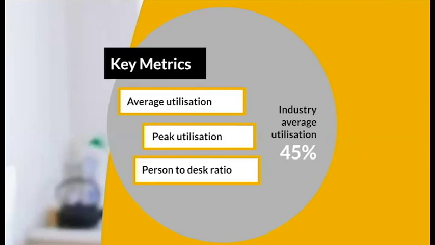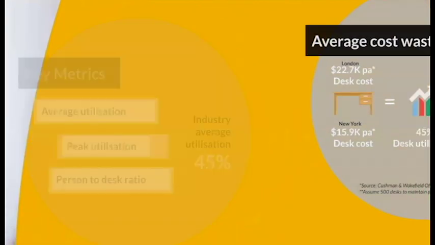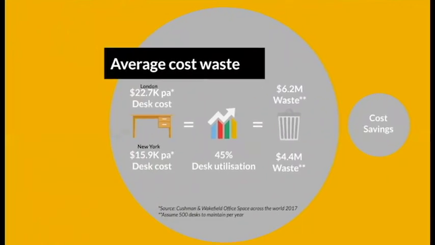Some of the average costings, and why, again, this is important, why a lot of organizations are starting to move towards optimizing versus necessarily moving offices. With a 45% utilization, in London, with average desk costs being nearly 23,000 per annum, and New York hitting $16,000 per annum.